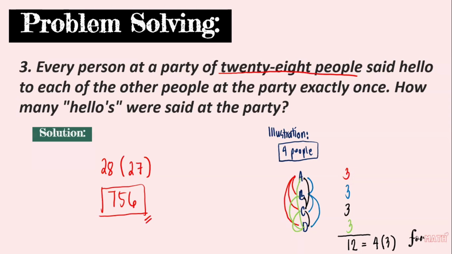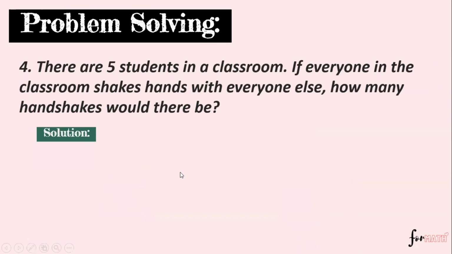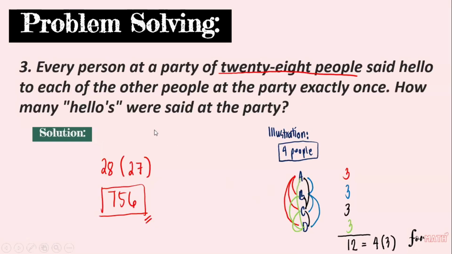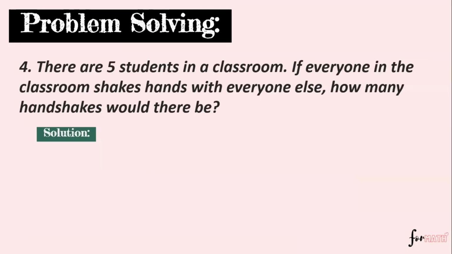Number 3 natin. Okay, naintindihan. Okay, there are 5 students in a classroom. If everyone in the classroom handshakes with everyone else, how many handshakes would there be? So in this example, para siyang, tawag dito, yung, if you remember, yung with repetition natin. Okay? So let's have another example in problem solving. There are 5 students in a classroom. If everyone in the classroom handshakes with everyone else, how many handshakes would there be? Alright, so isipin natin, paano yan? Meron daw tayong 5 estudyante. Okay, 5, A, B, C, D, and E.